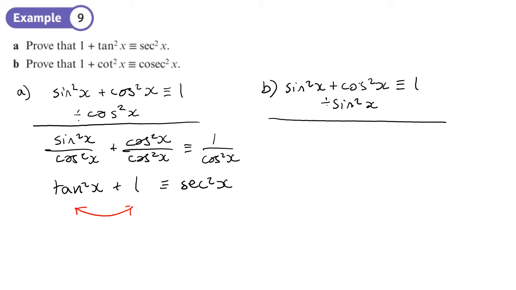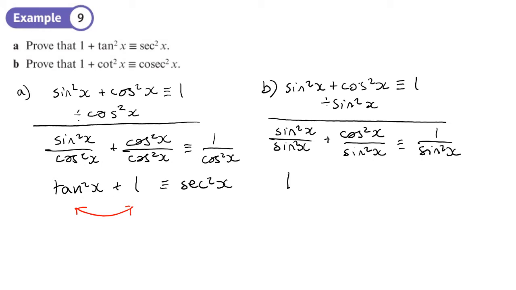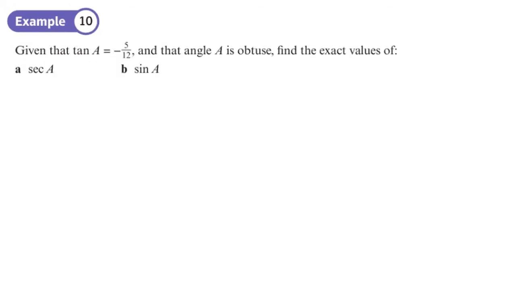So if we do that, sine squared over sine squared plus cos squared divided by sine squared is 1 divided by sine squared. So that's going to be 1 plus cot squared, and that will be cosec squared, and that's it, that one's done. Yeah, so very easy proofs, those ones. Start with sine squared plus cos squared.